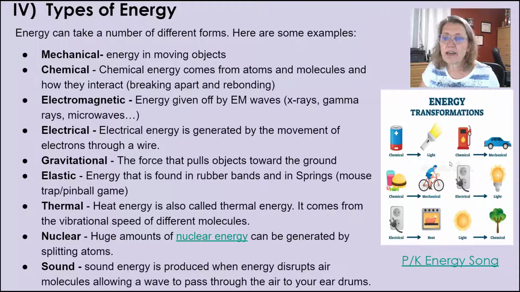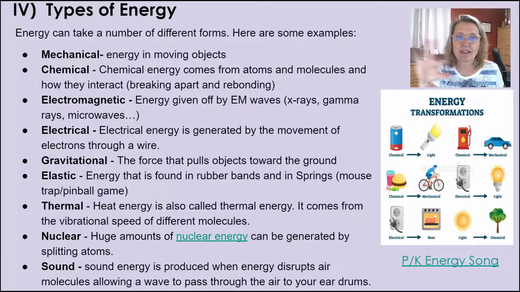This little image right here shows how we transform energy from one type of energy to another type of energy. We have chemical energy changing to light. Chemical energy, such as the food we eat, is digested and then turned into mechanical energy so you can move. Electrical energy can be transformed into heat energy. Light energy can be transformed into chemical energy through photosynthesis. And same with electrical to light and chemical to mechanical. So again, different forms of energy can be transformed into other forms.